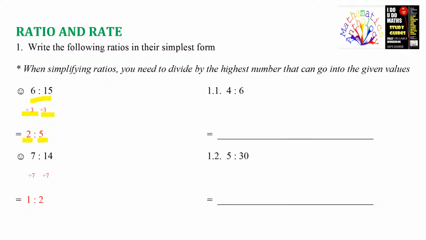If we look at the next ratio, 7 is to 14, we need to look at the highest common factor again for 7 and 14. The highest common factor of 7 and 14 is 7. So we can divide both 7 and 14 by 7. So 7 divided by 7 will give me 1, and 14 divided by 7 will give me 2. So 7 is to 14 can be rewritten as 1 is to 2.